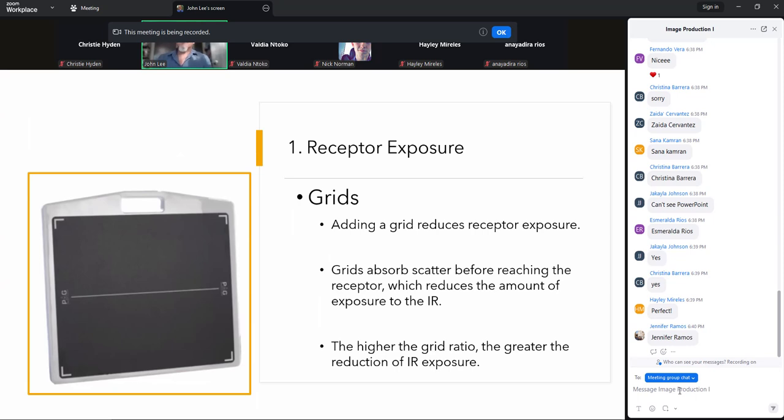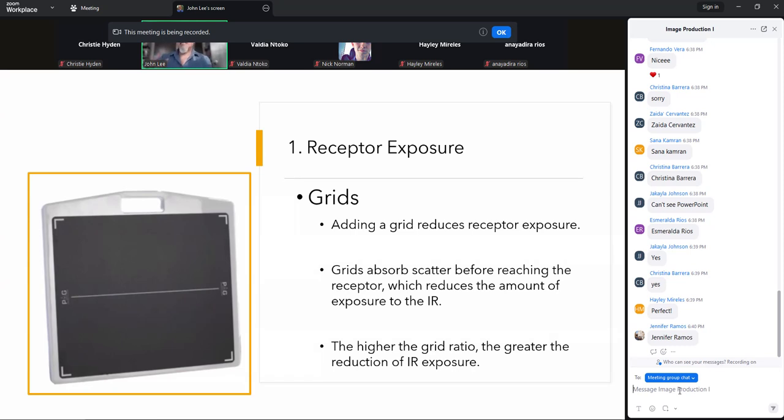If we increase our grid ratio, we're going to clean up more scatter than we would with a lower grid ratio. So anytime we use a grid, in order to compensate for that lack of exposure, we have to increase our technique. Lower grid ratios allow for more scatter to go through. Also, more of the transmitted radiation will make it through.